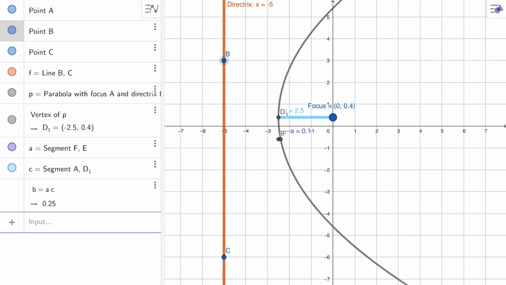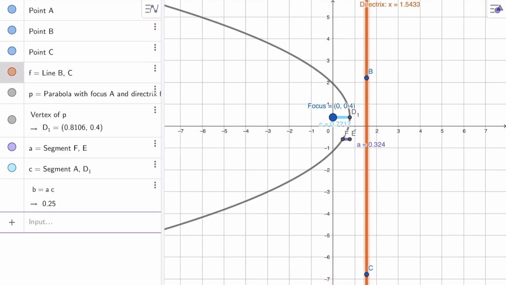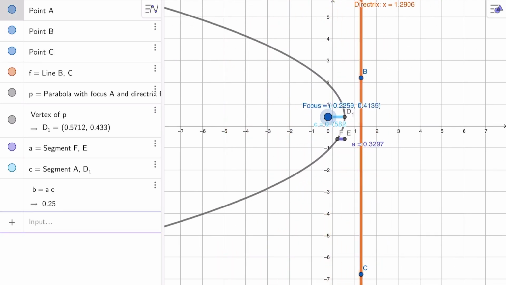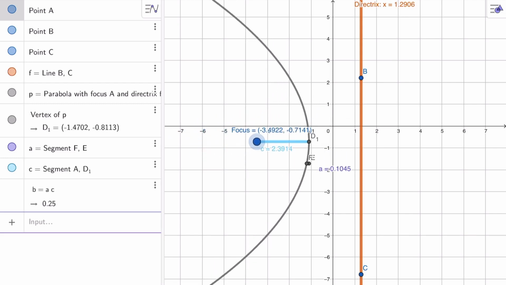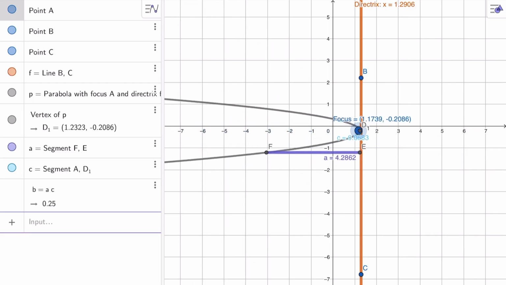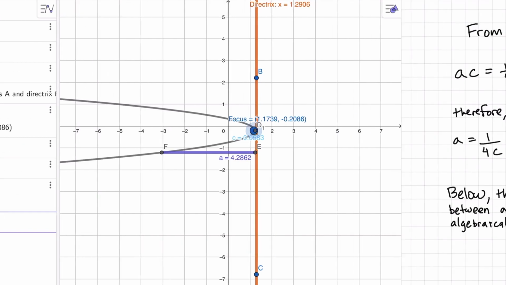Here's a horizontal parabola, which we'll be looking at later. With this, our C is 0.25 and our A is 0.1. That definitely multiplies to 0.25. I can swoop it around to over here, and that multiplies to 0.25. This is A times C is 0.25. So I don't care where I put this, A times C is 0.25.